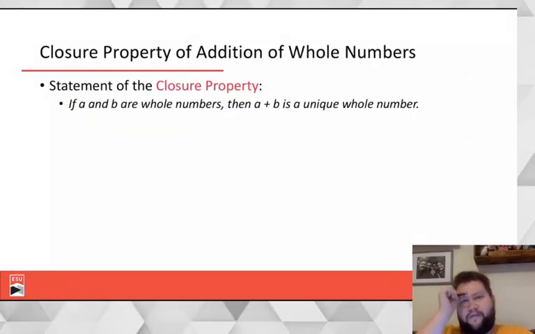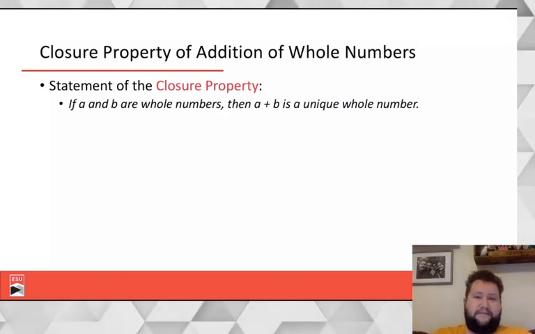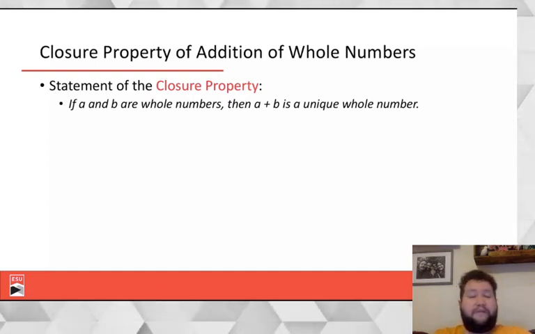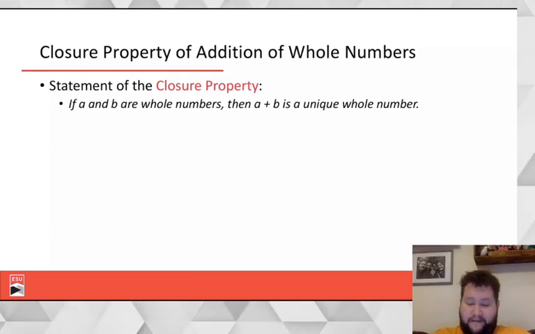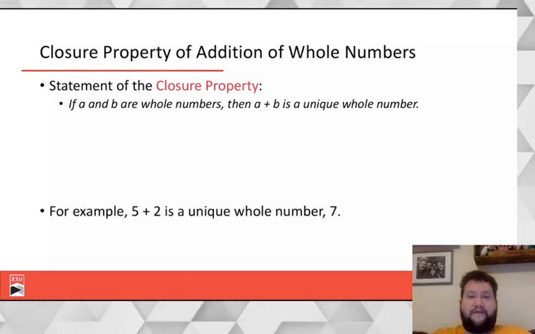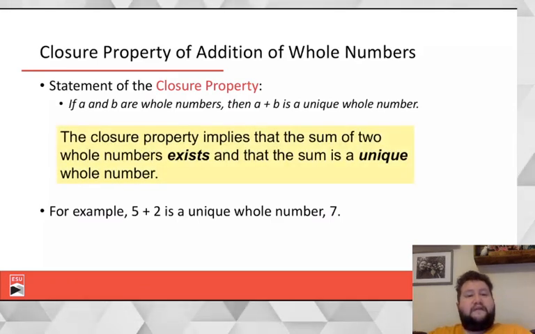So a formal statement of the closure property. If a and b are whole numbers, then a plus b is a unique whole number. So if a and b are whole numbers, you can add them together, you'll get a whole number, and you'll only get 1. So 3 plus 5 equals 8, and it only equals 8. 3 plus 5 doesn't sometimes equal 9 or sometimes equal 7. It always equals 8. So for example, 5 plus 2 is a unique whole number, 7. So this tells us that the sum of two whole numbers exists. So you can take two numbers and get something out, and that it will only give you one thing on the other side.